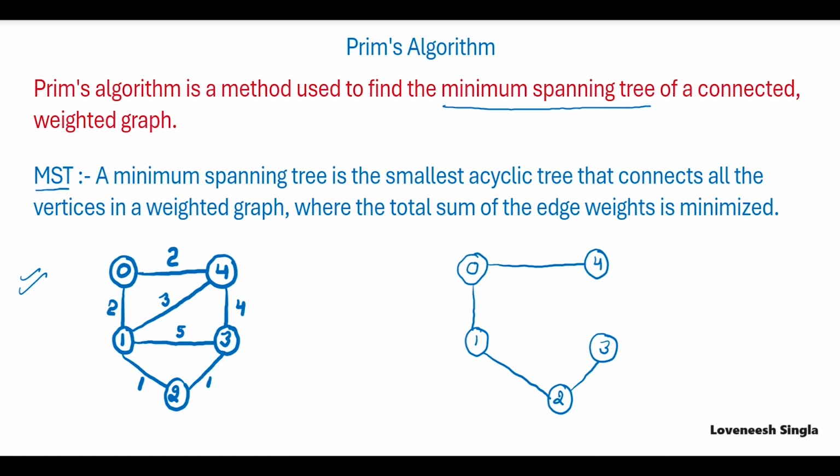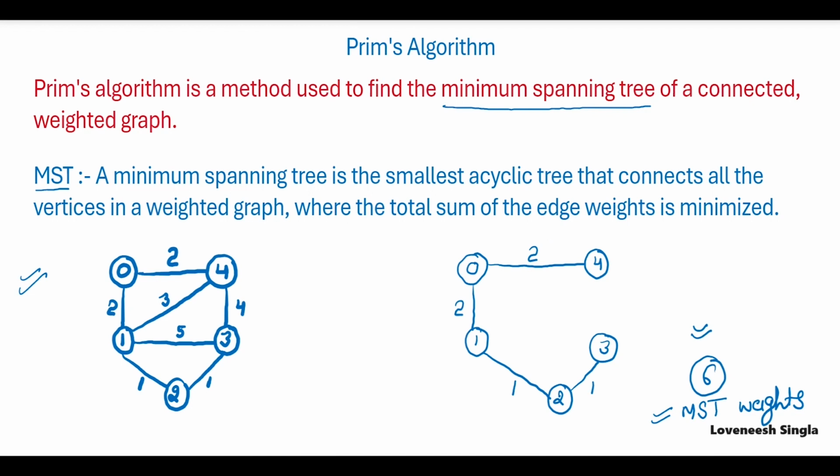So for this graph, this will be the minimum spanning tree and these will be the weights: 2, 2, 1 and 1. The total sum of the weights will be 2 plus 2, 4, plus 1, 5, plus 1, 6. So this 6 we can call the MST weight. So Prim's algorithm helps us to find this MST weight and the edges involved in the MST.